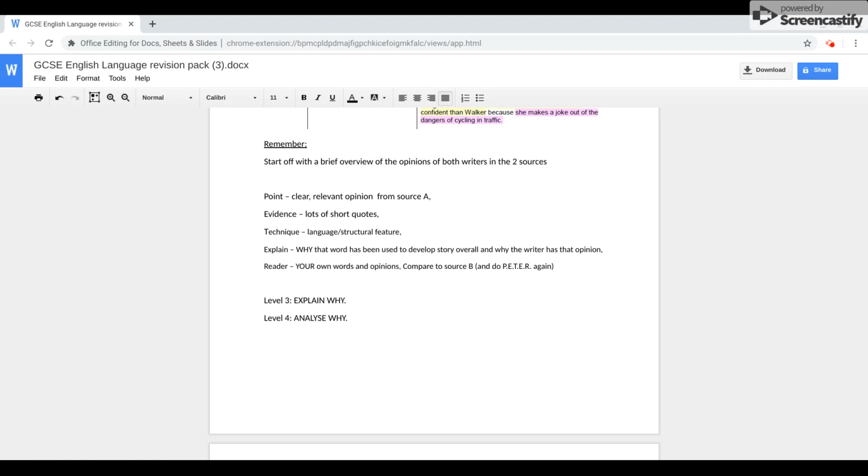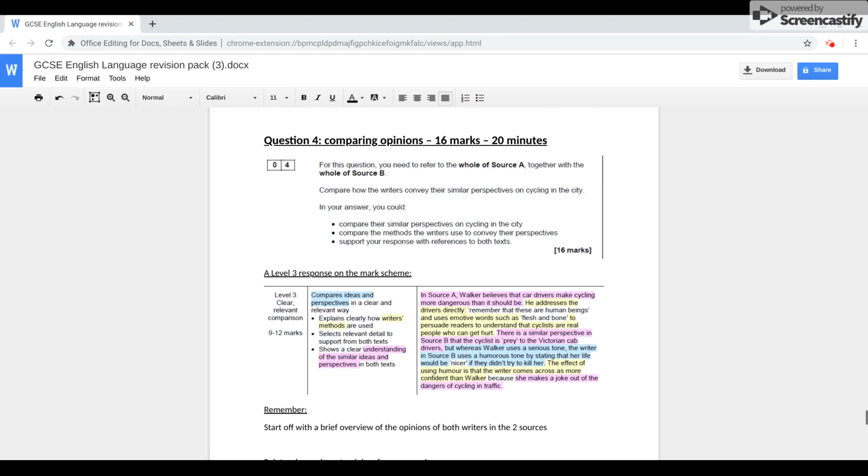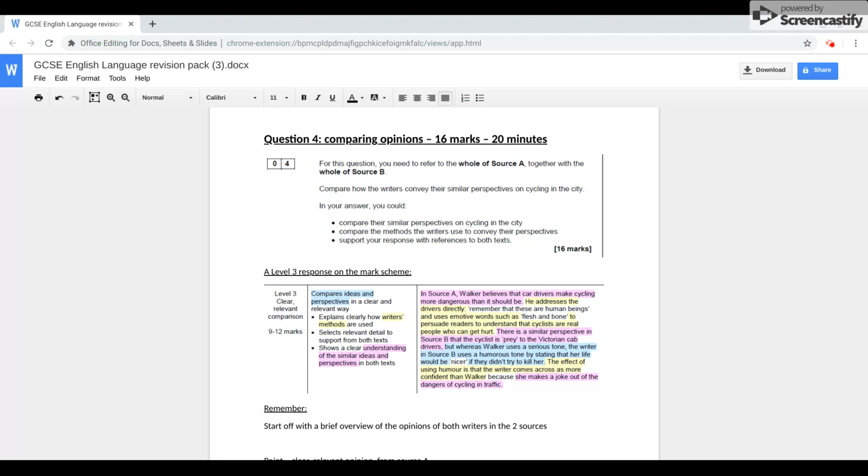So for question 4, make sure that you're comparing both texts, 16 marks, 20 minutes. What's the writer's opinion? Once you've found them, compare them, write them up in Peter, and make sure that your answer is carefully planned, well thought out, a confident response that hits your mark scheme.